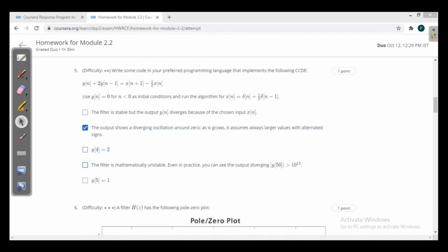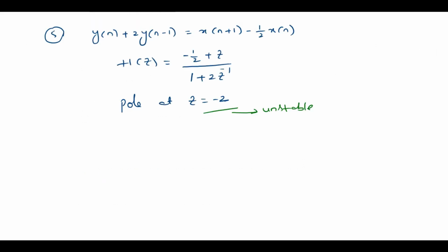So the first option, the stable one, is not correct. So the fourth option is right, and we need to check what is y[4] and y[5]. So for that, directly find y[0] from the equation.